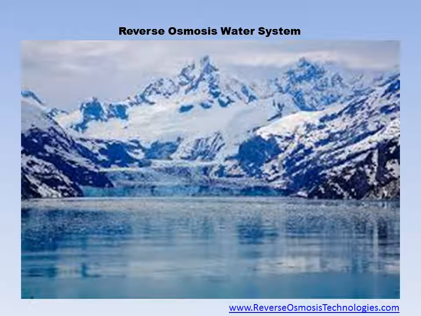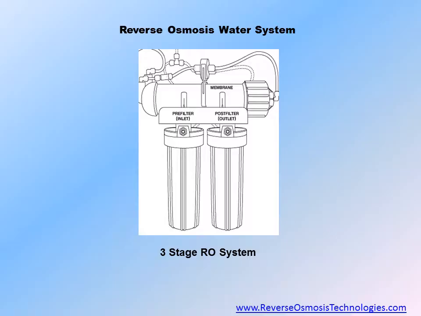Reverse osmosis water systems are identified by the number of stages of purification in the system. Each stage of purification represents a filter, membrane, or medium. The most basic reverse osmosis water system, and the least effective at purifying water according to laboratory testing, is a three-stage system. The system includes a pre-filter, reverse osmosis semi-permeable membrane, and a post-filter.